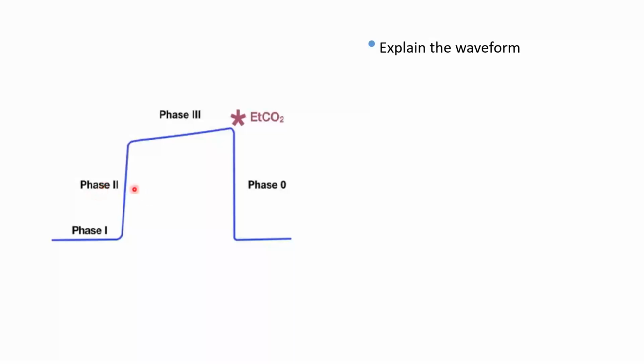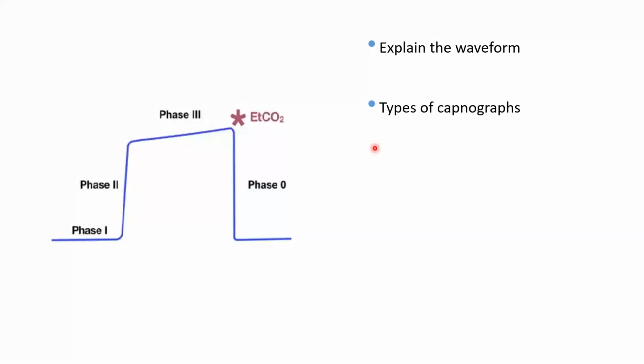Phase 2 has carbon dioxide from both the dead space and the alveoli. And phase 3? Phase 3 is alveolar ventilation, still carbon dioxide from the alveoli, and at the end of phase 3 you will have the end-tidal carbon dioxide measurement. Once the patient starts inspiring, the carbon dioxide starts coming down.